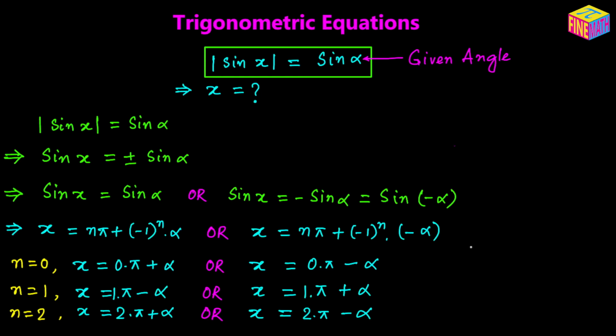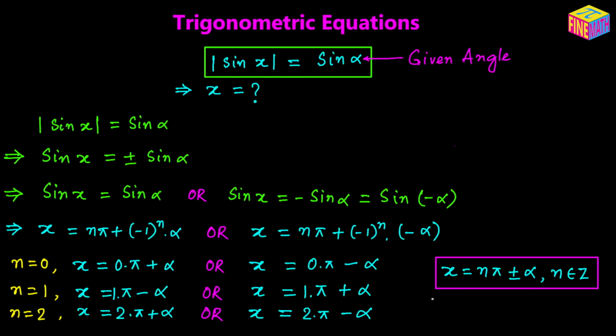So here we are starting to see a pattern. The pattern is that no matter what value of n we use, it's some integral multiple of pi, then plus alpha or minus alpha. So that means we can say the combined solution is going to look like this. x is equal to n times pi plus or minus alpha, where n is an integer of course. And that is the general solution for this trigonometric equation, which is absolute value of sine of x equals sine of alpha. And the solution is x equals n times pi plus or minus alpha, where n is an integer.